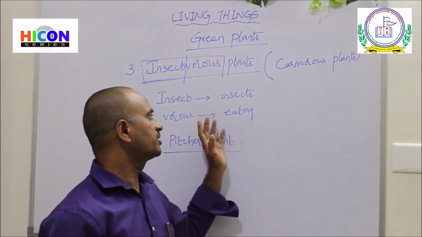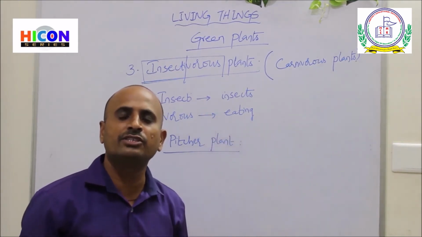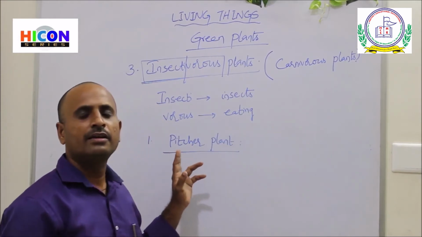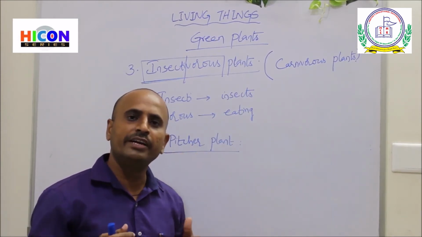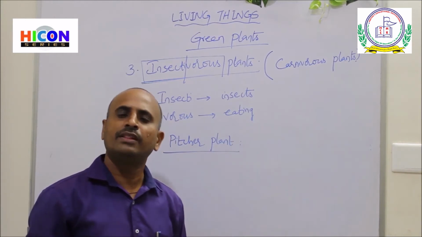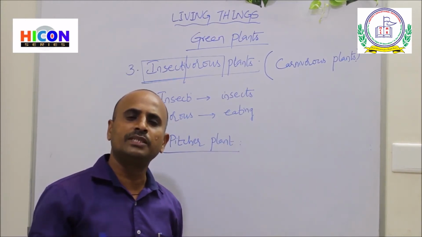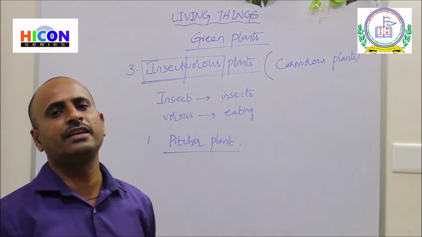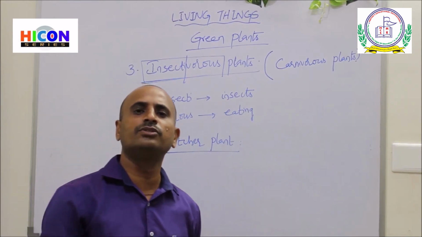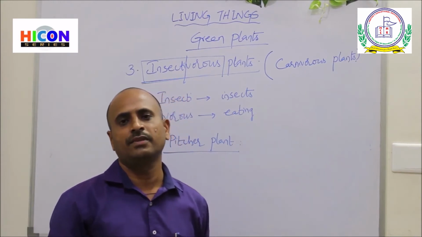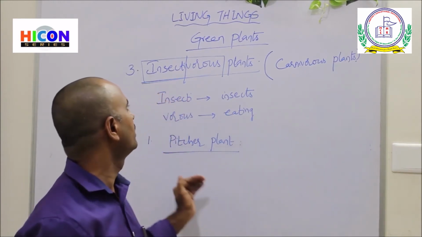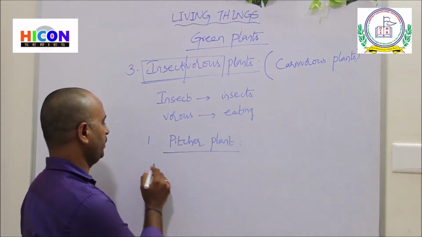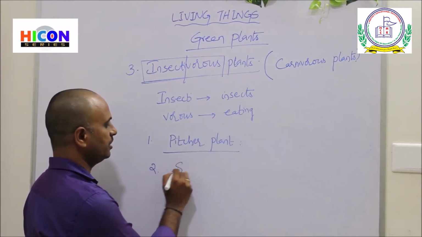So their structure is modified so as to trap the insects. In the pitcher plant, the leaves are modified into a pitcher, and when the insects fall into it, the plant kills the insect, digests it, and absorbs the nutrients. So this is one example of insectivorous plants. And the second example is the sundew plant.